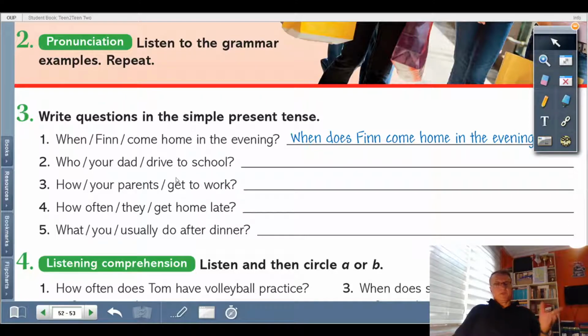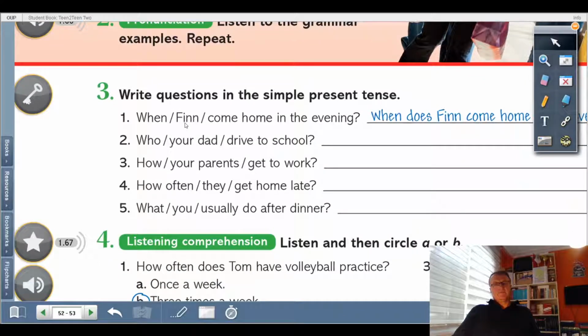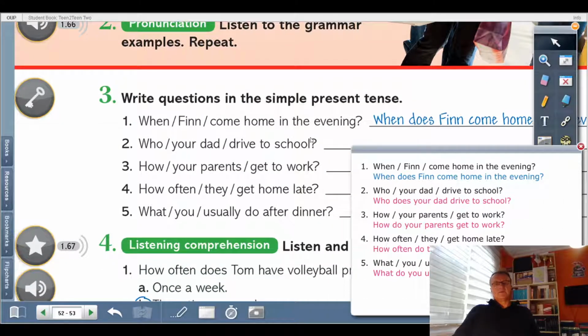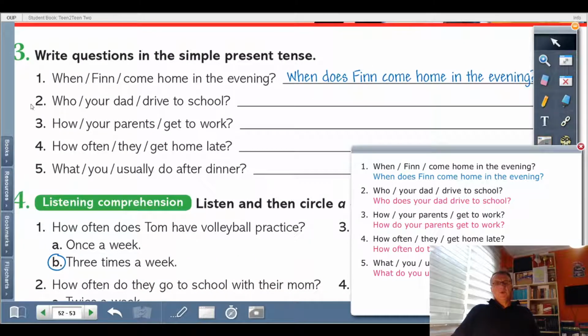You can pause the video and do the activity, and I'm going on now. Okay, we are going to look at the answers. You see, who does, this is the helping verb, does your dad, the subject, drive to school? This is the question. Okay, you have to write here.